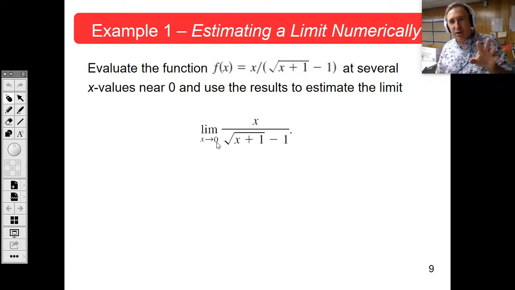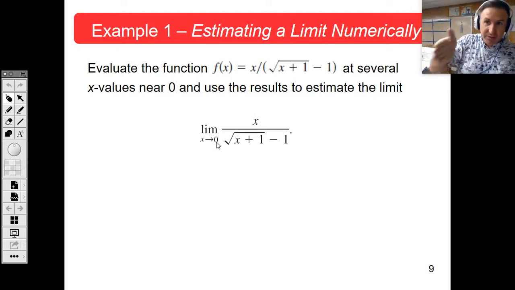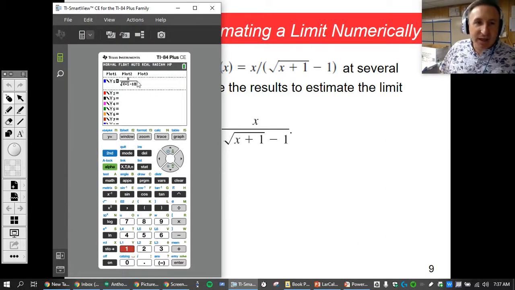Some negative numbers that are close, like negative 0.75, negative 0.5, negative 0.25, and then maybe negative 0.1, whatever that is. And then values on the other side: 0.75, 0.5, 0.25, 0.1. We're getting closer and closer from the left and the right. So if I put the function in the calculator, now I'm not looking at the graph right now, but I do want to look at the table.